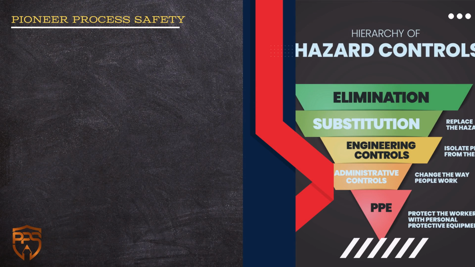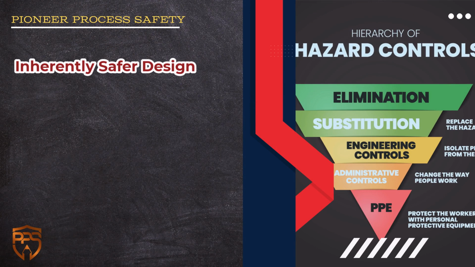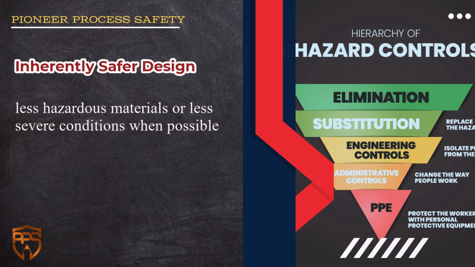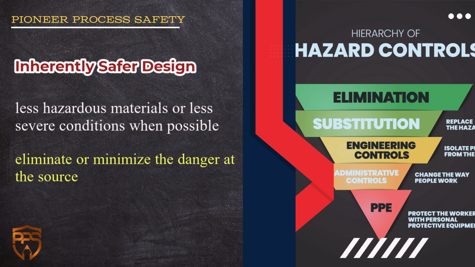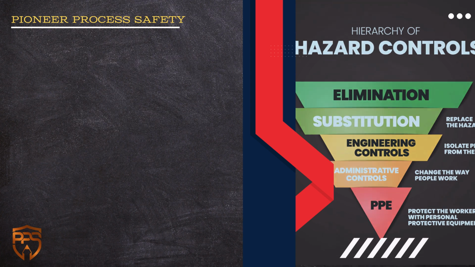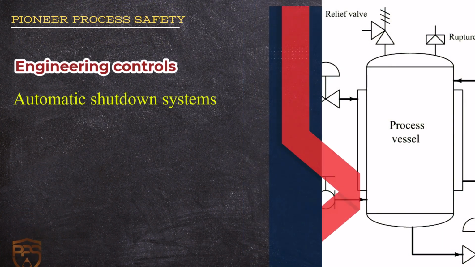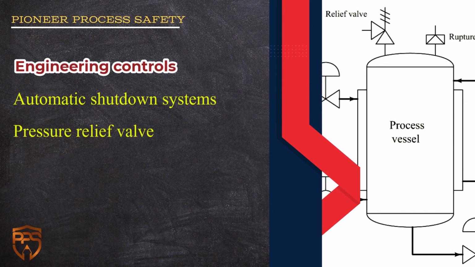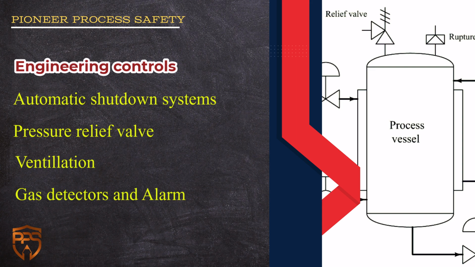What are some of these layers? At the base, we try for inherently safer design, choosing less hazardous materials or less severe conditions when possible. It means the first priority is to eliminate or minimize the danger at the source. Then we have engineering controls, for example, automatic shutdown systems, pressure relief valves, ventilation systems, gas detectors, and alarms.